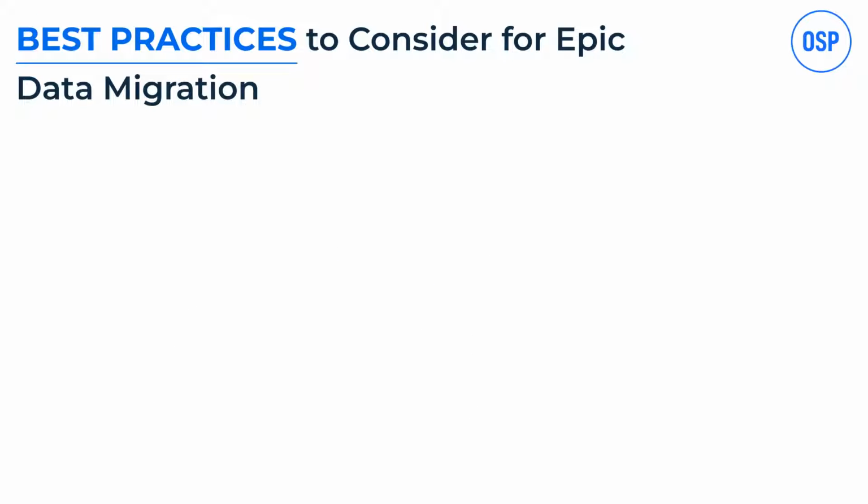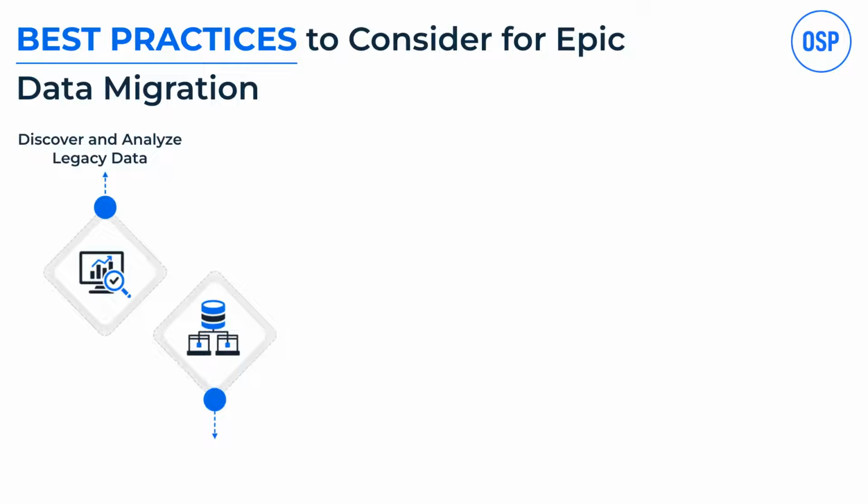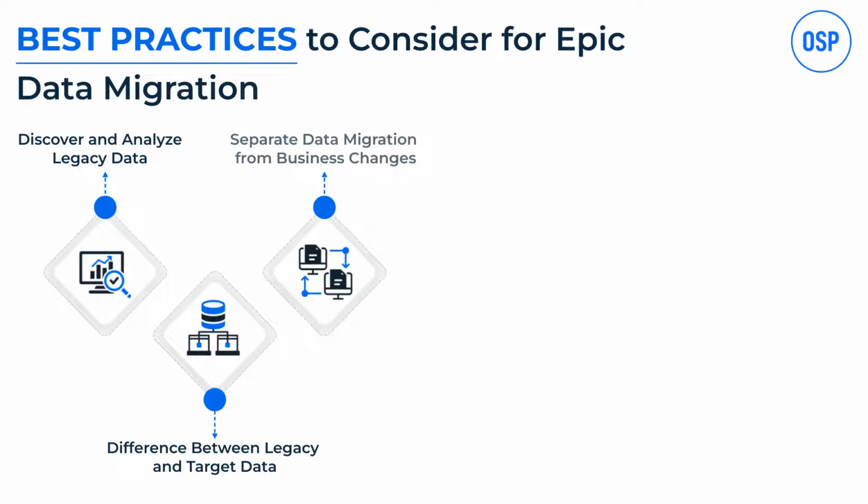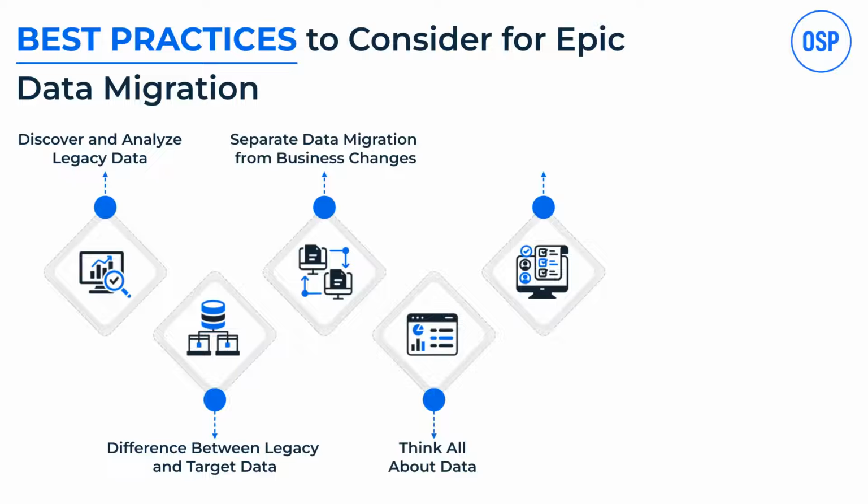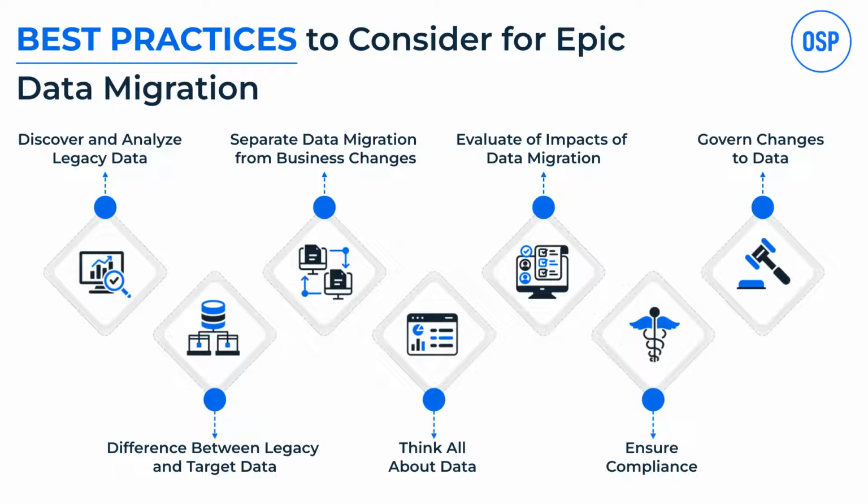When I say best practices, I mean what stakeholders must consider during data migration. Stakeholders must first discover and analyze the legacy data. Then understand the difference between legacy and target data. They must separate the data migration process from business changes, and only think about all data. They must also evaluate the impacts of data migration, both direct and indirect. Ensure compliance and oversee changes in data. By adopting these practices, I'm sure stakeholders can achieve success in the data migration process.